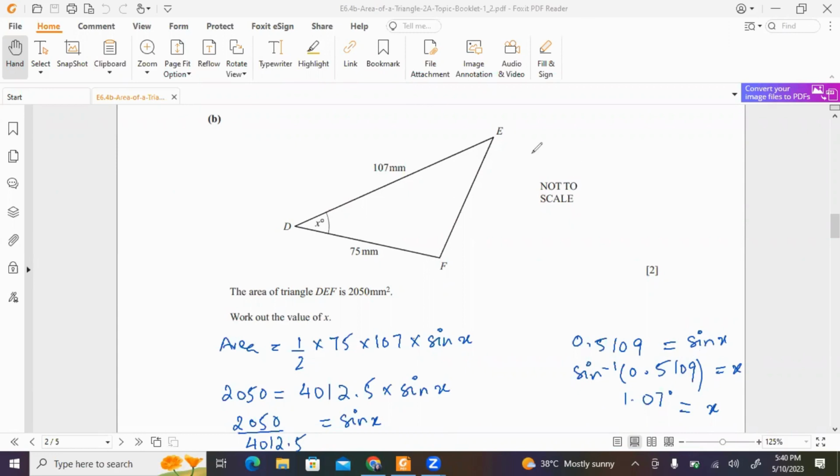And that equals 30.7. Yeah, that makes sense. 30.7 is your value of x.